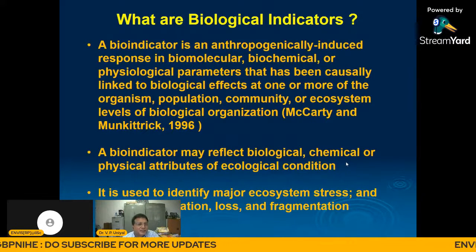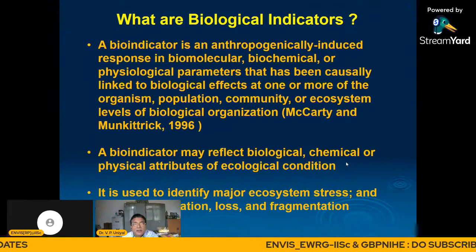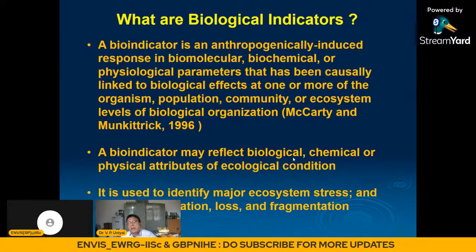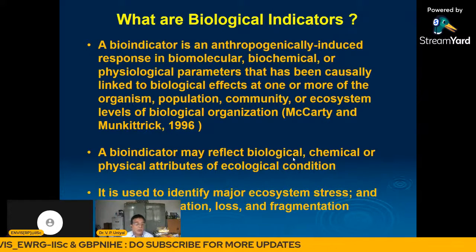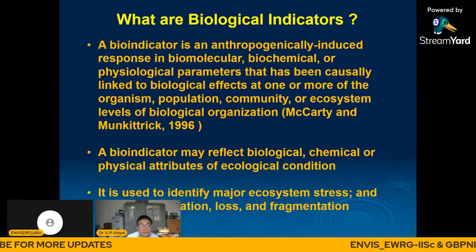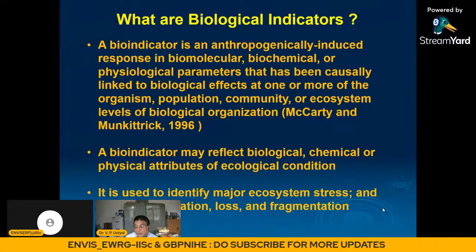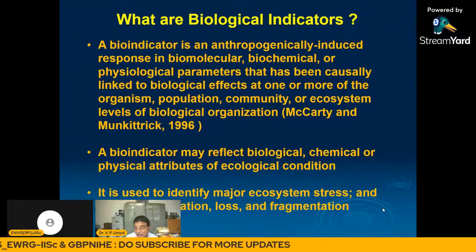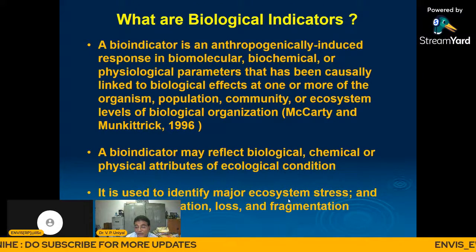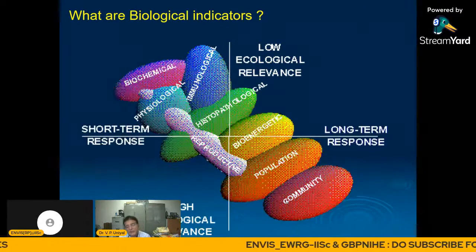What are the indicators? Bioindicators are anthropogenically induced responses of molecules, biochemicals and physiological parameters. Bioindicators may reflect biological, chemical, and physical attributes of ecological conditions, and are used for identifying major ecosystem stress and habitat degradation, loss, and fragmentation. How can you judge it? How can you say a particular ecosystem is not good? On the basis of the presence and absence of those small creatures, those indicators. They will give you the response.